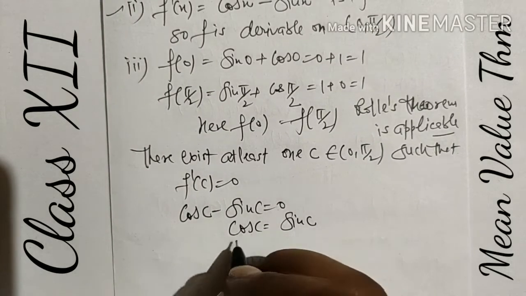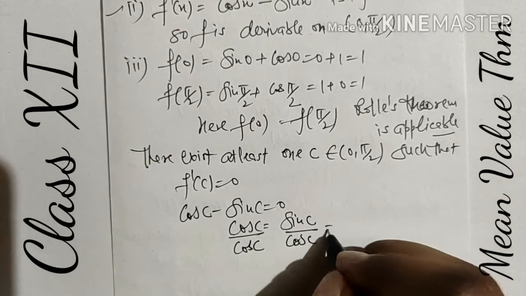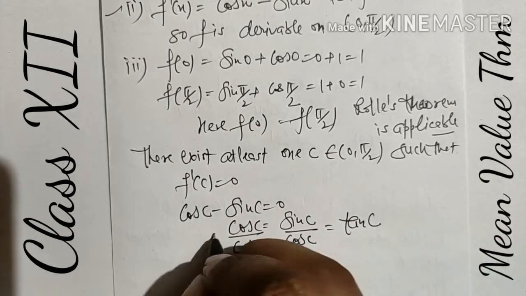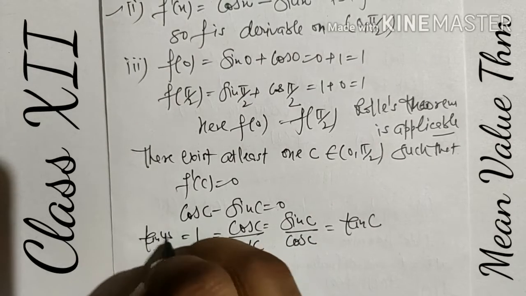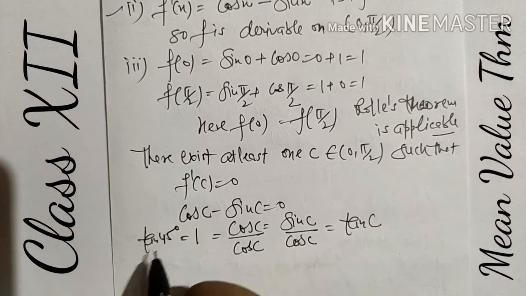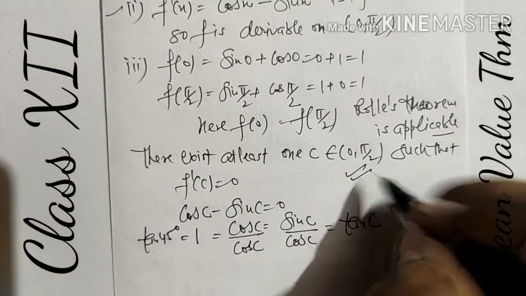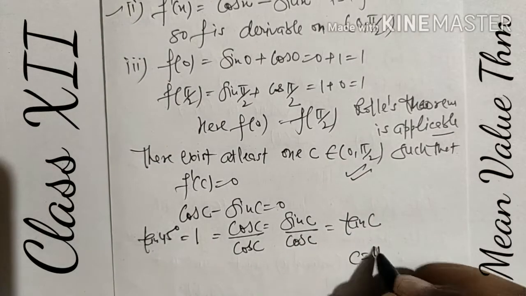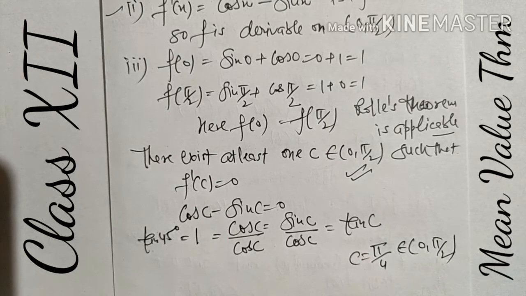Means if we divide by cos c on both sides, we get this one. It becomes tangent of theta, it is 1. In tangent theta 1, it is at 45. Tangent theta positive, it is in first quadrant and third quadrant, but our condition is only first quadrant. So value of c comes out 45, means pi by 4, which belongs to interval 0 to pi by 2.